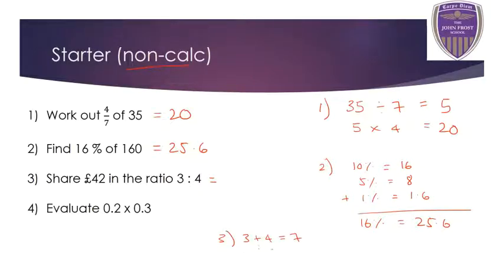Step 2 then is you divide whatever you're sharing by your total ratio. So our total ratio is 7, so we're going to divide what we're sharing, which is £42, divided by 7, which gives us 6. So that gives us what one share is. This person's getting 3 shares, and this person's getting 4 shares. So step 3 is just to multiply the one share by the numbers in the ratio. So we would do 6 times 3 for the first one, and then 6 times 4 for the second one, giving an answer of 18 to 24.